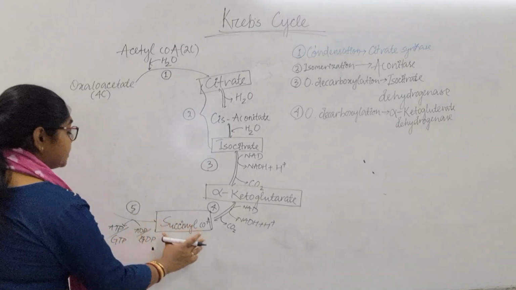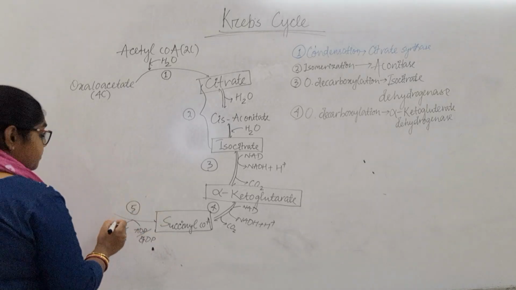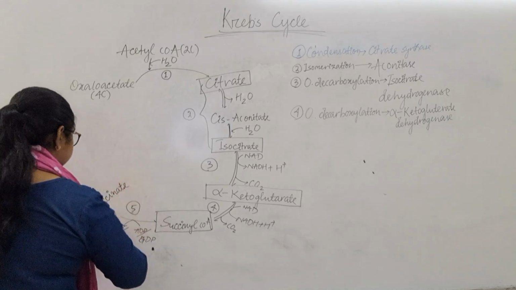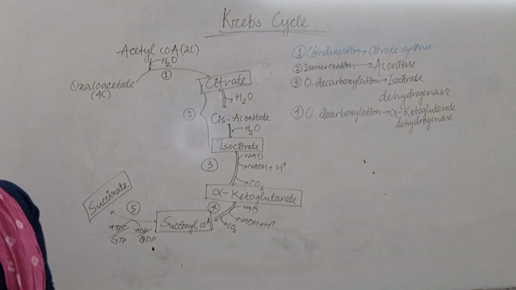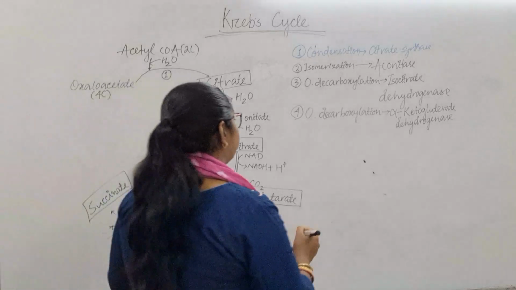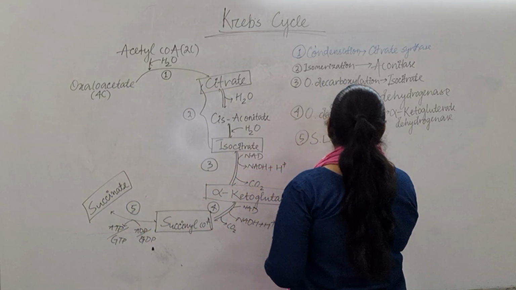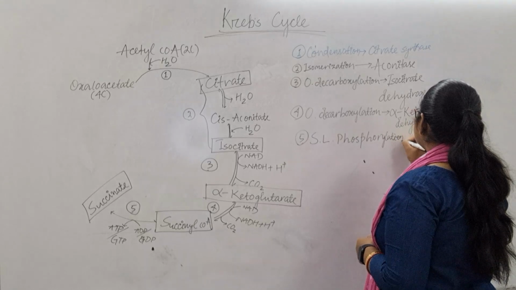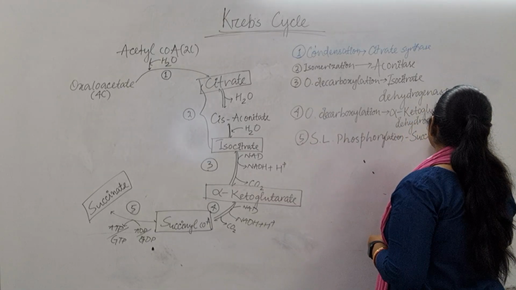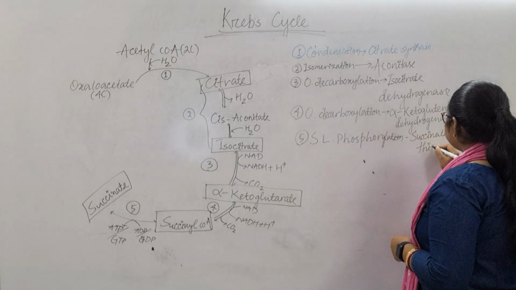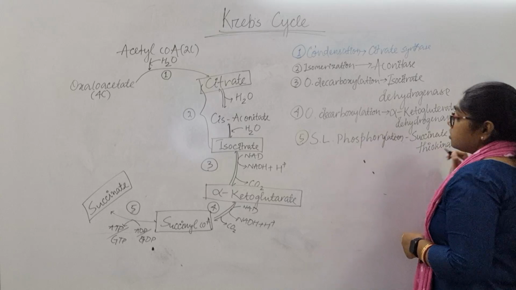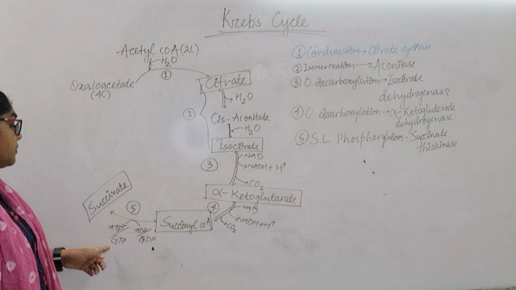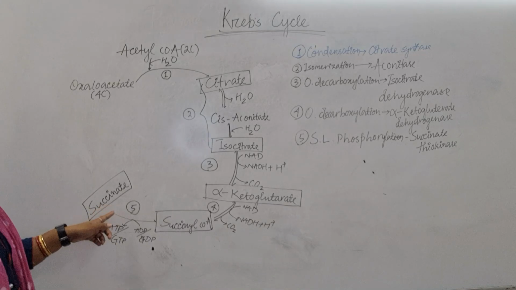Now this succinyl coenzyme A, after the phosphorylation process, will produce succinate. And the fifth step is a substrate level phosphorylation, and the enzyme responsible for this substrate level phosphorylation is succinate thiokinase, because it cleaves the thioester bond of succinyl coenzyme A. Along with the phosphorylation process, it produces ATP, and the final product after the fifth step is succinate.